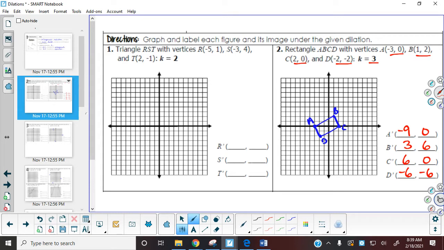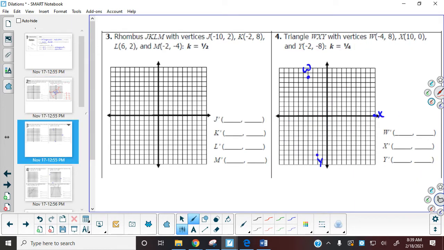So as we look at this, we're going to go ahead and graph this. Negative 9, 0 will take us here. 3, 6 will take us here. 6, 0 will take us here. And negative 6, negative 6 will take us here. And so we've got A prime, B prime, C prime, and D prime. Now something to be mindful of, when you connect these, your pre-image and your image lines should be parallel. They should look to be the same as you go about doing this. So if there's something funky when you graph it, that should serve as a red flag.